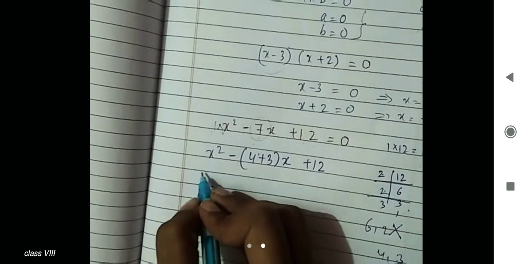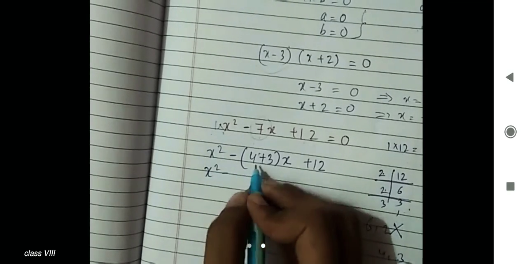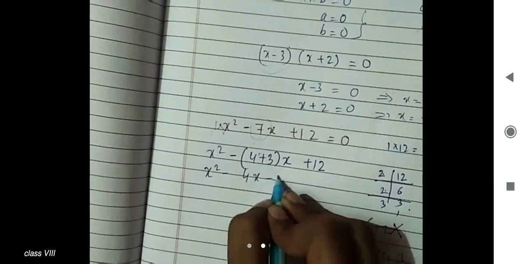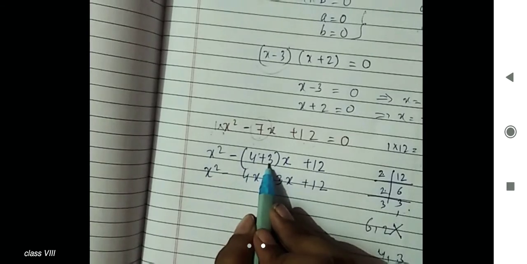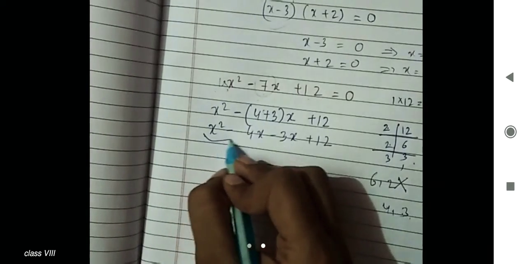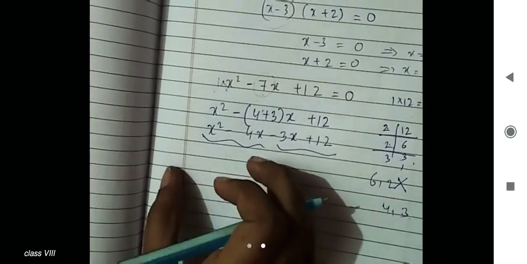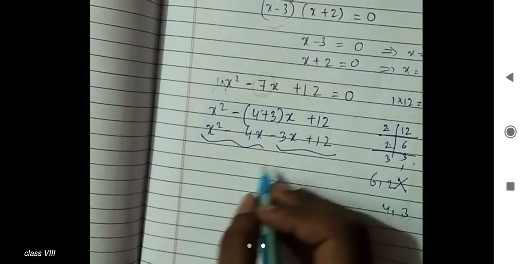Now I will open my bracket. X square minus 4x and minus 3x plus 12. Why minus? Because this minus will also go inside this bracket. It will make it this minus and it will make this also minus. Now I will do pairing. I will take the first two terms and then the second pair, the third and fourth terms.